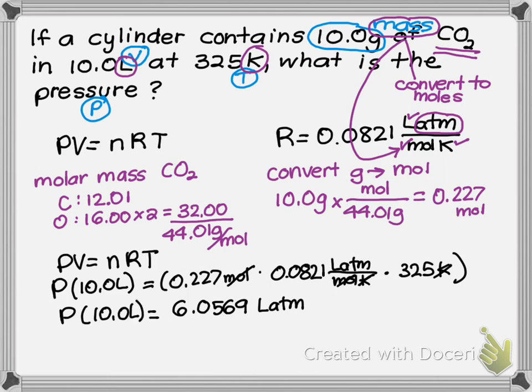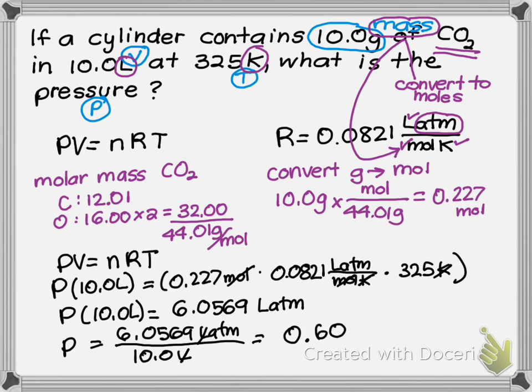I'm looking for P. So to get P all by itself, I'm going to divide. So P equals 6.0569 liter atmospheres divided by 10 liters. The liters are going to cancel. And so then I get 0.60569 atmospheres. Let's look up at significant figures. I think 3 seems reasonable for what we were given. So I would say 0.606 atmospheres.